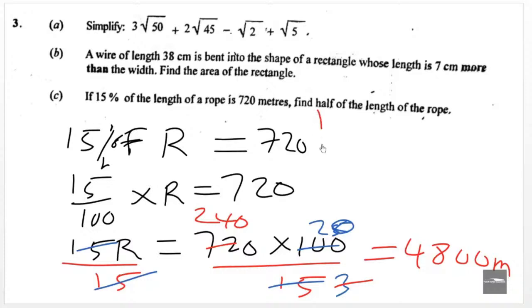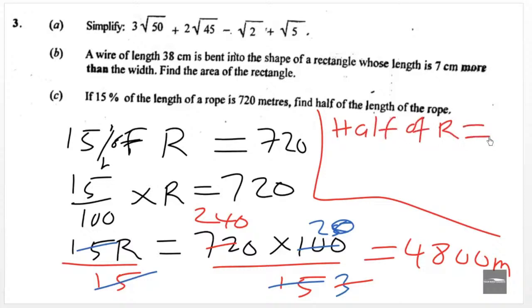So half of r will be equal to 1 over 2 times 4,800 meters. And that will be equal to 2,400 meters. So half of the length of the rope is 2,400 meters.